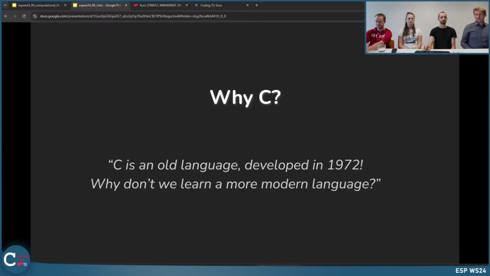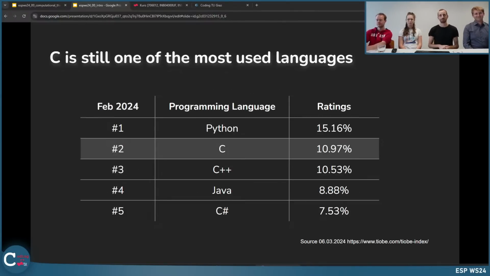And why do we even need C? You might have the question, why C? C is a very old language. It was developed in 1972, so it's now 50 years, that's a lot, and it might not be the newest and most modern language. So why do we have to learn this, and why not another language? C is still one of the most used languages, so this is okay, fair enough.